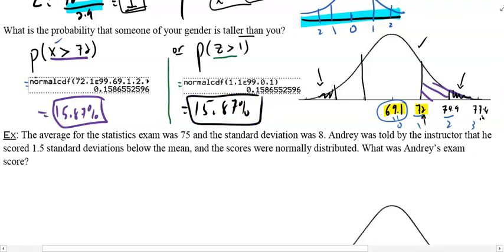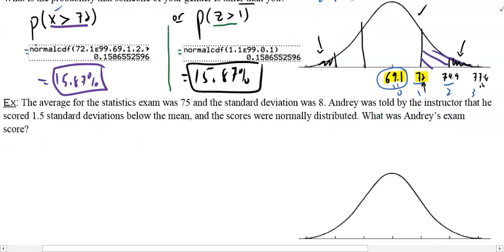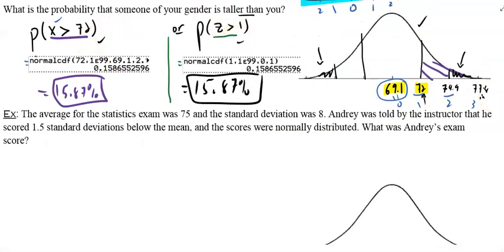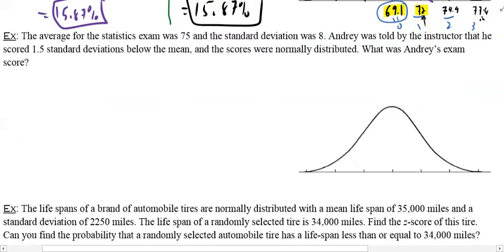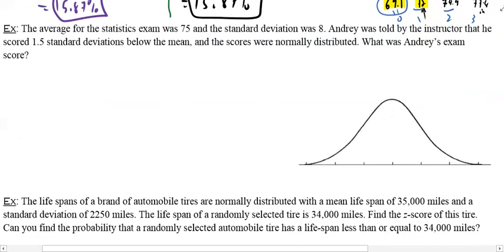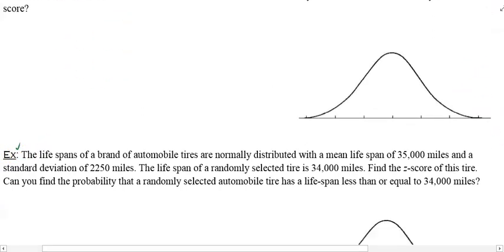Now, I'm going to do every problem using both, using either the x or the z. You only have to choose one. Stick with it. The calculator allows for these options. I'm going to run down to the third example, then come back to the second example.